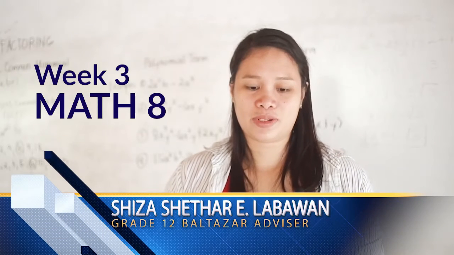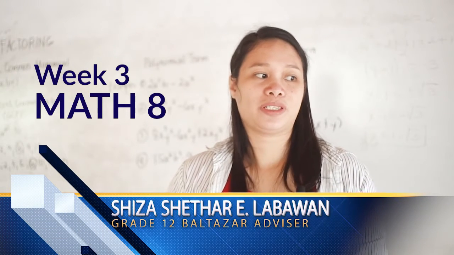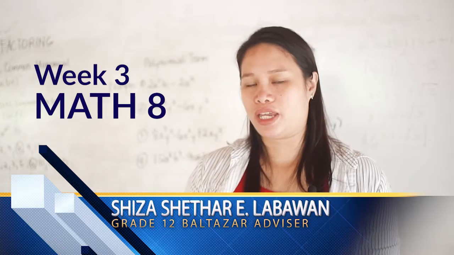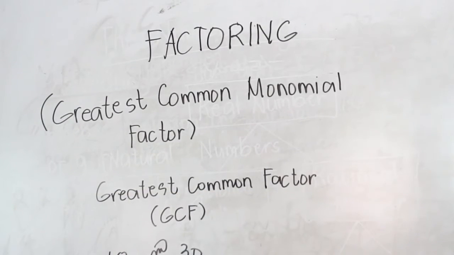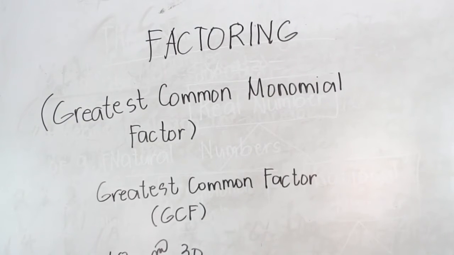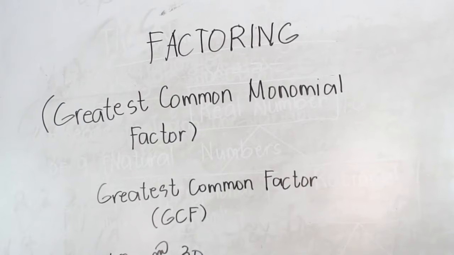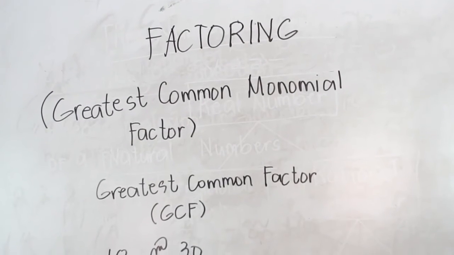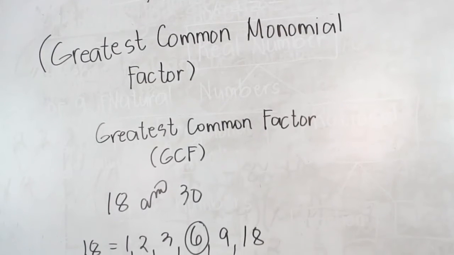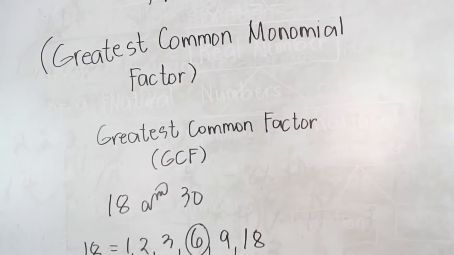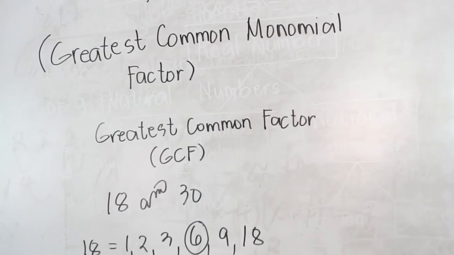Hello, grade 8 students. Today we will tackle factoring. Factoring is a reverse form of the distributive rule. First, we will tackle the greatest common monomial factor. Before we proceed to our examples and solutions, first we will tackle the greatest common factor.